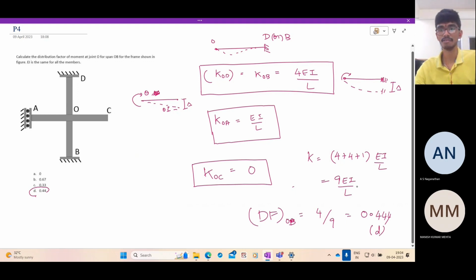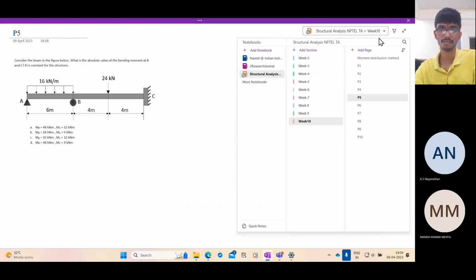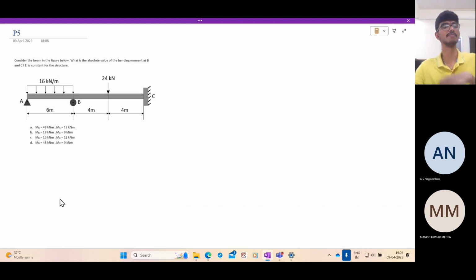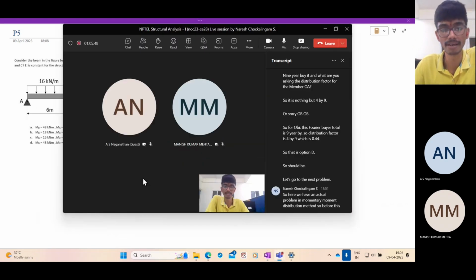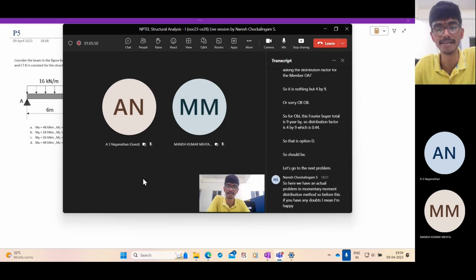Now let's go to the next problem. So here we have an actual problem in moment distribution method. So before this, if you have any doubts, I'm happy to clarify. Are there any doubts?